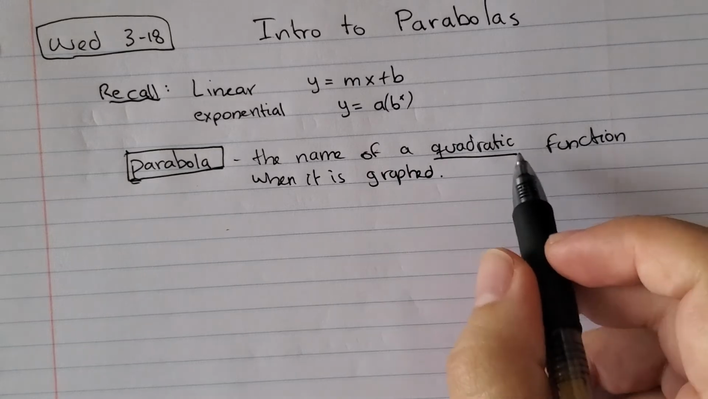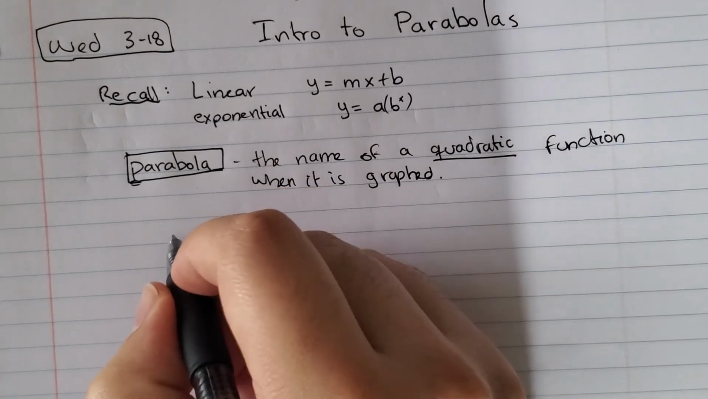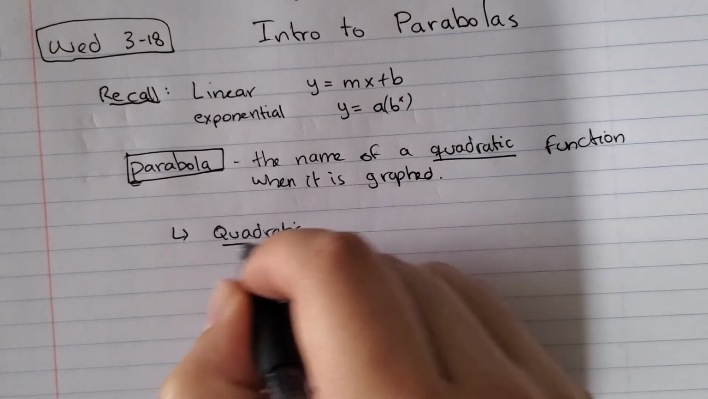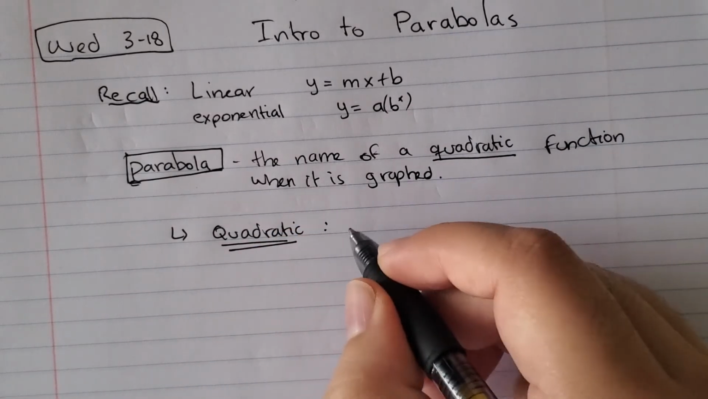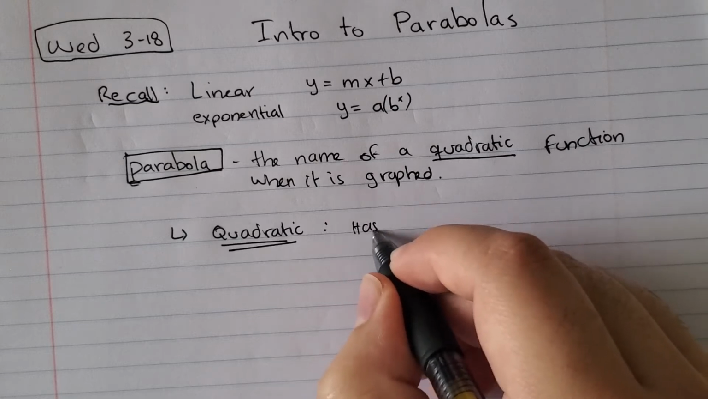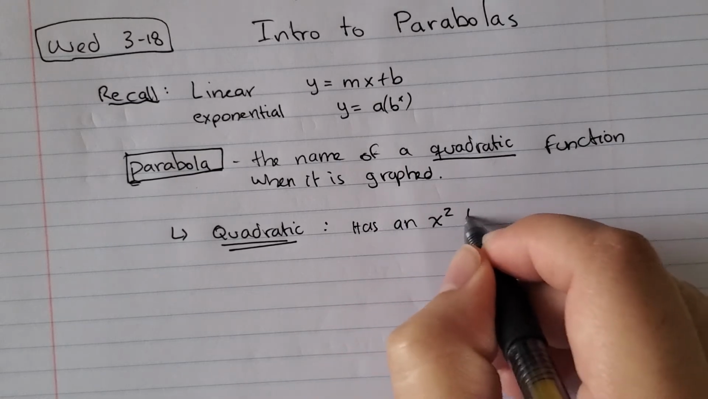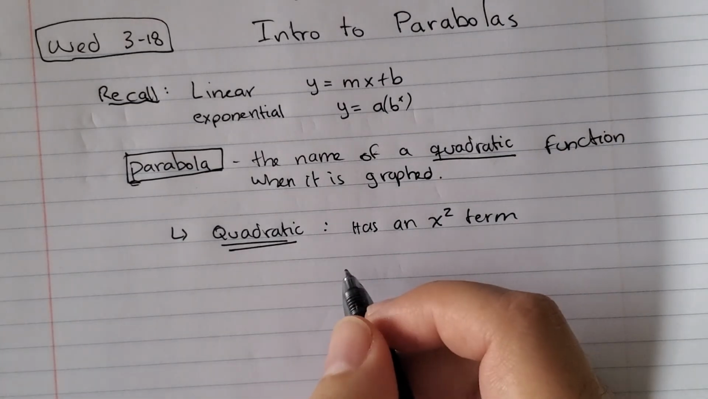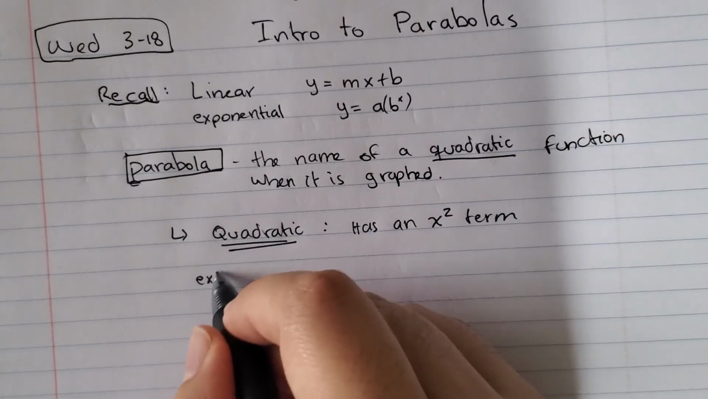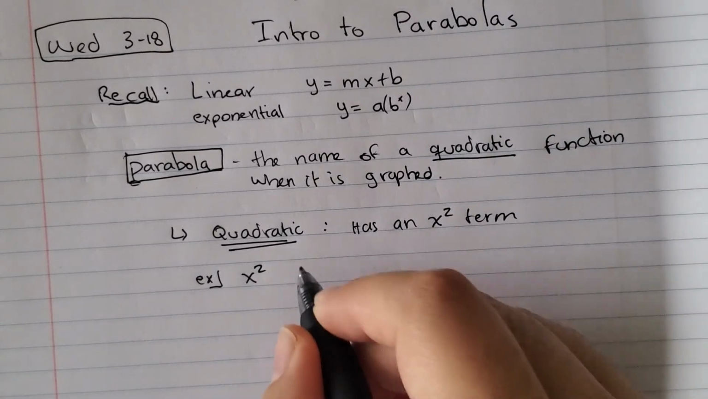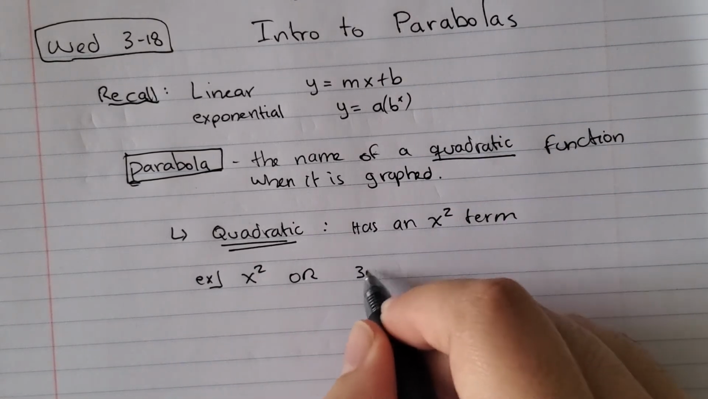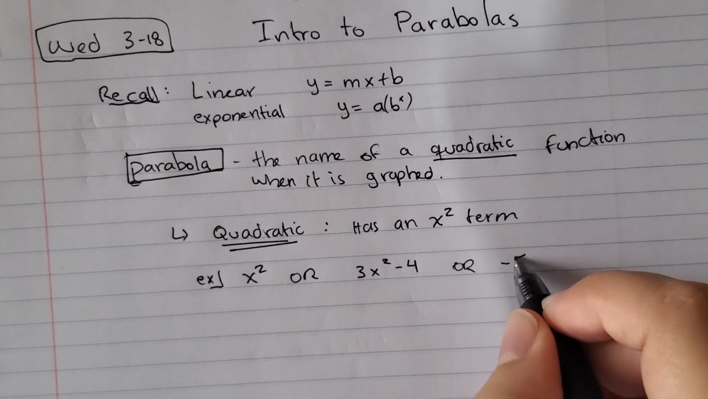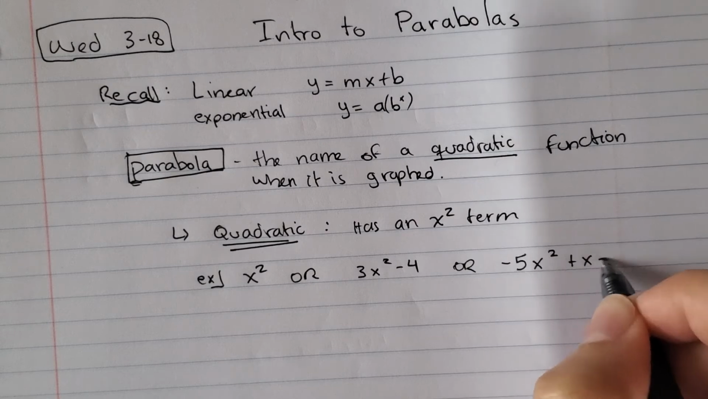So let's remember what we're talking about for a quadratic. So let me go down here. So remember that a quadratic, it's a polynomial. It has an x squared term, and we saw some examples before we left for the dismissal. So for example, it could be something like just x squared, or it could be something like 3x squared minus 4, or it could be something a little more like negative 5x squared plus x minus 6.